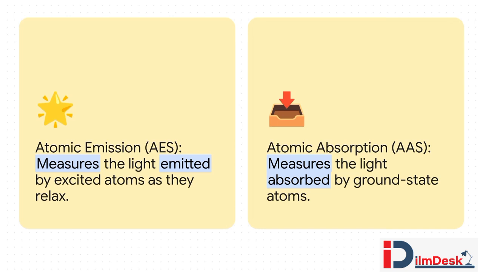Now, within those optical methods, there are two main approaches. With emission, or AES, you basically heat the atoms up till they glow, and then you measure the light they give off. With absorption, AAS, you do the complete opposite. You shine a very specific light through the atoms and measure how much of it gets soaked up. So one measures what's coming out, the other measures what's missing. Two sides of the same coin, really.